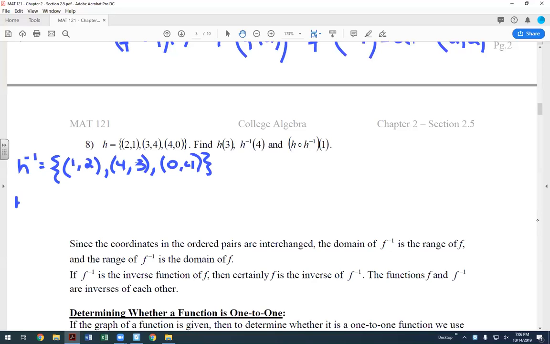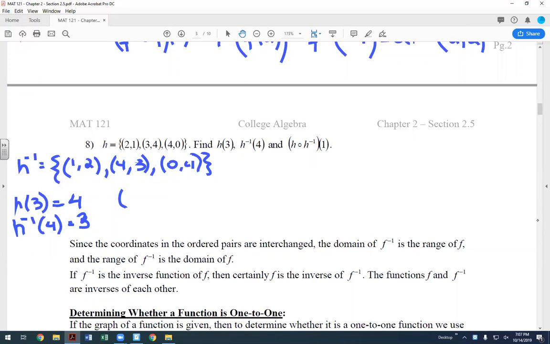They're asking us to find h of 3, which means you're going to the original function, finding the ordered pair where your x value is 3 and its partner, which is going to be the 4. They're asking you to find h inverse of 4. So h inverse of 4, of course, that means go to the inverse function, find the ordered pair with the 4 for your x value and its partner, which is going to be the number 3, right? Because they're going to be the reversed ordered pairs. This guy will be 3, 4. This guy will be 4, 3.